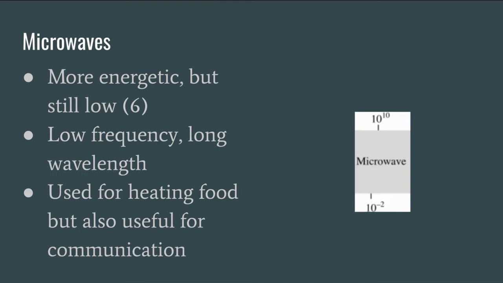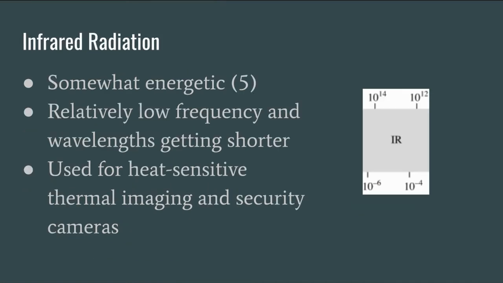Next up, we have microwaves, a little bit more energetic than radio waves, but still quite low, so it's number 6. They are low frequency and long wavelength as well, but these ones do start to get under a meter. Obviously, you think of microwave, you think of probably the microwave in your house. And yes, it is used for heating food, but these also can be used for communication.